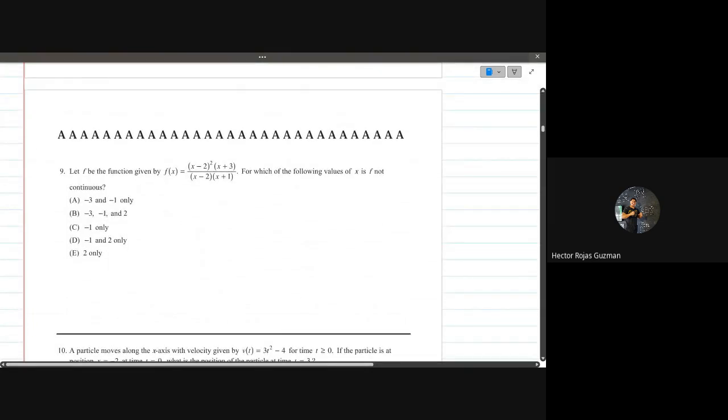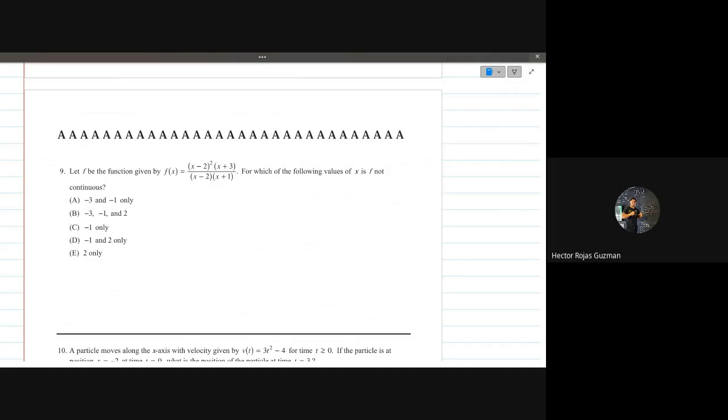Okay, so we have the function f of x. Which of the following values of x is f not continuous? Well, first we're going to have to simplify it. x minus 2 cancels with x minus 2.